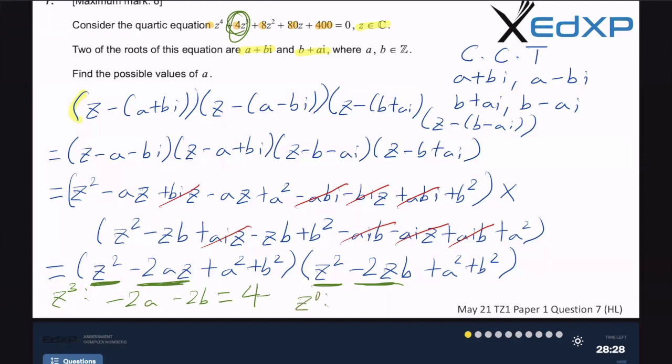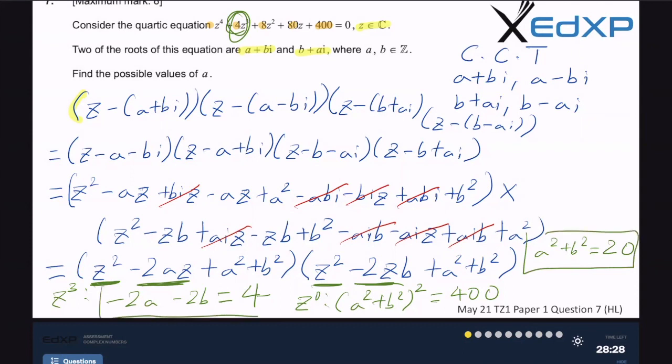If we take z to the power 0, then we know that a squared plus b squared, all squared, must equal 400, which means that a squared plus b squared must be equal to 20. We reject minus 20 because it has to be positive. And then if we solve these two simultaneous equations, equation 1 and equation 2, a will be equal to 2 or negative 4. Okay, I hope you got that.